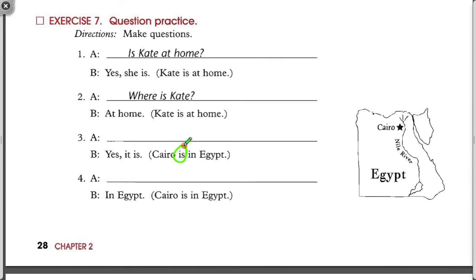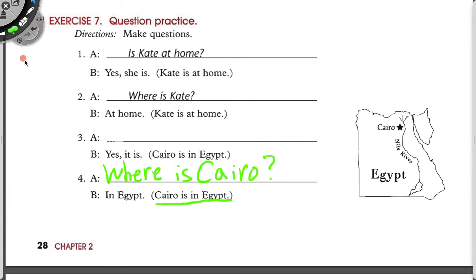Here's the answer, is. So yes, it is here. And the answer is Cairo in... answer is yes, it is. Is Cairo in Egypt? Here is in Egypt is the answer. So you would say, where is Cairo? Cairo is in Egypt. So you see how the sentences are rearranged.